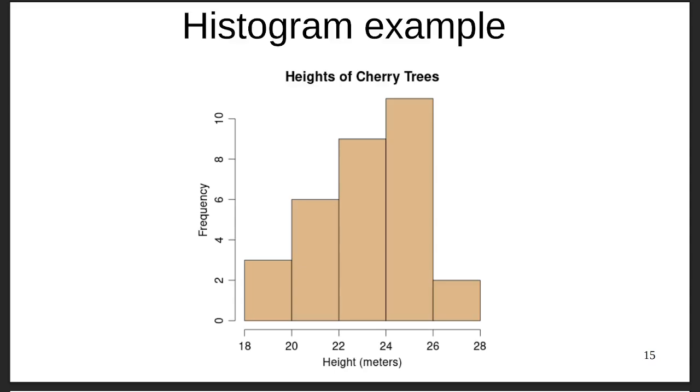Let's start with a concept that may be more familiar, a histogram. Here, I've plotted some data of the heights of cherry trees in an orchard. A histogram places data observations into groups. Here, there are 6 groups. The first group, furthest to the left, counts all the trees that are between 18 and 20 meters tall. There are 3 of them, so the histogram bar representing this group is 3 units. The second group counts all the trees between 20 and 22 meters tall. 6 trees fall into this group, so the histogram bar is 6 units.